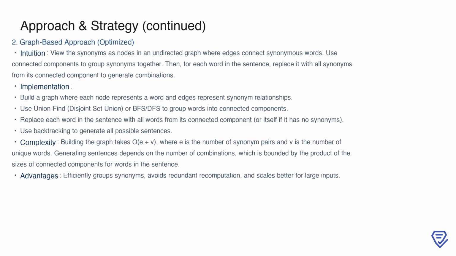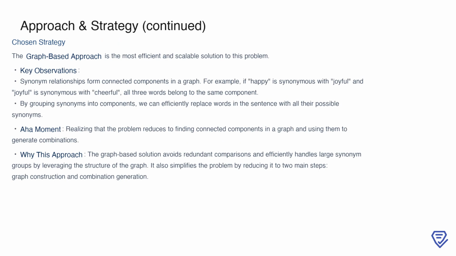This approach is significantly more efficient. The graph construction itself has a linear complexity relative to the number of synonym pairs and unique words, and the sentence generation step avoids redundant recomputation by leveraging the connected components. This method is not only faster but also scales well, even for large inputs. The graph-based approach is the strategy we chose because of its efficiency and scalability.